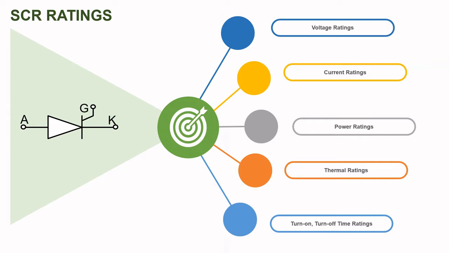The ratings of SCR are classified into 5 major categories. First one is voltage ratings. Second one, current ratings. Third, power ratings. Fourth, thermal ratings. And fifth, turn on and turn off time rating.